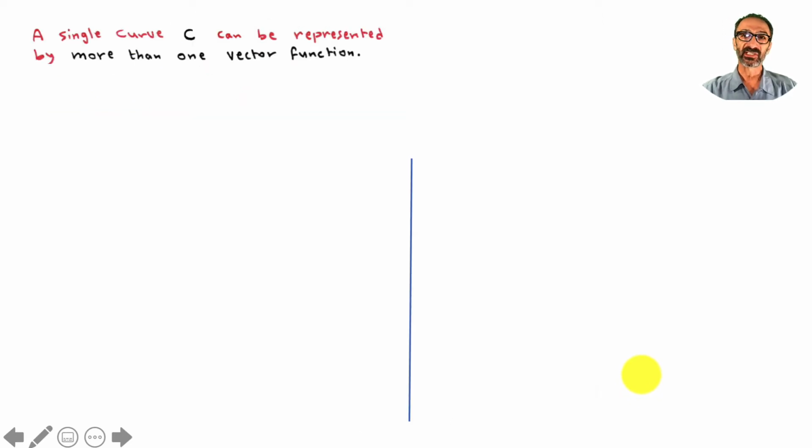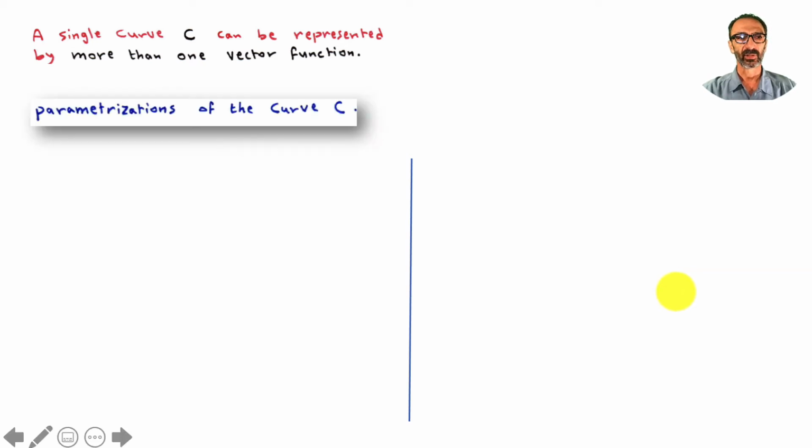A single curve C can be represented by more than one vector function. I could skip this, but as I said before, it doesn't hurt. I'll go a little bit faster. At least you will be exposed to some ideas, because my videos are more like lectures with examples. They're not just examples. So let's go over this a little bit fast, just for your info. We call this one under the topic parameterization of the curve C.